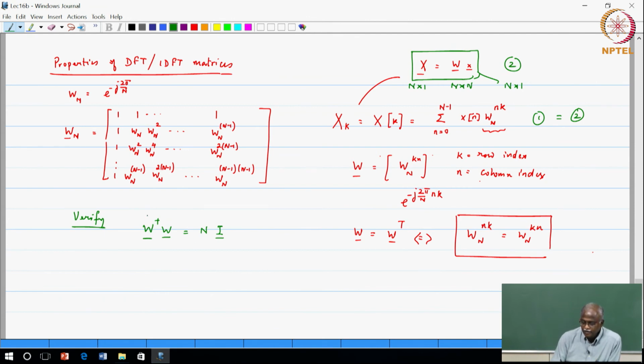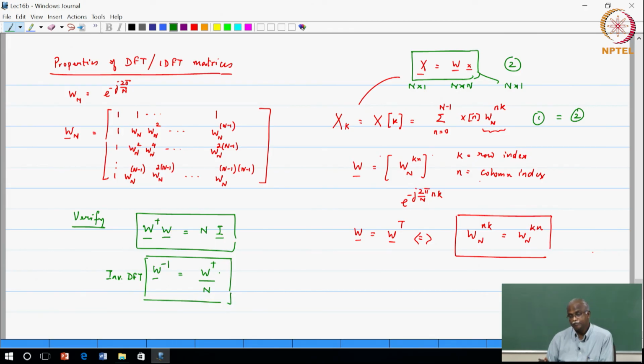So, this result basically tells us that the inverse DFT is equal to W dagger divided by n, which is what we have in the IDFT equation. You will have a 1 over n term, and why did that 1 over n term come? Because W dagger W gives you a scale factor, and you are basically taking care of the scale factor.